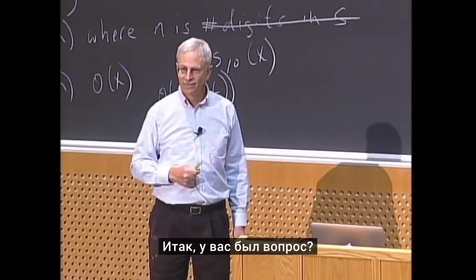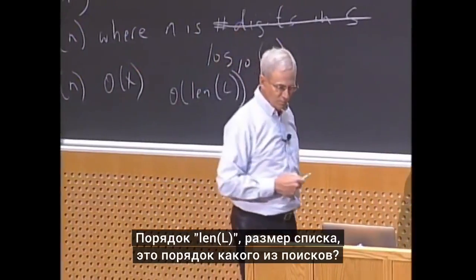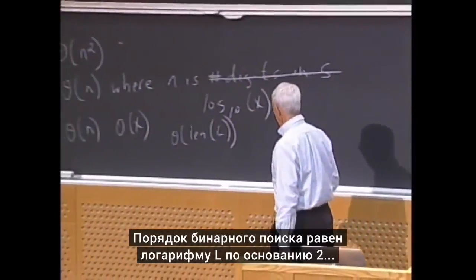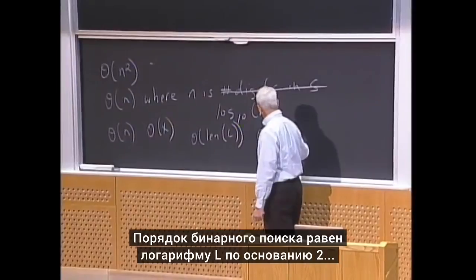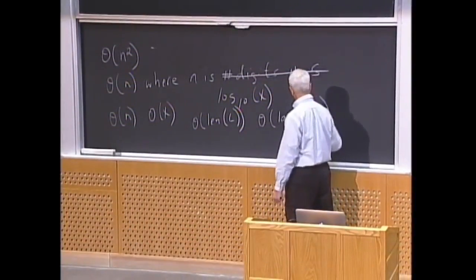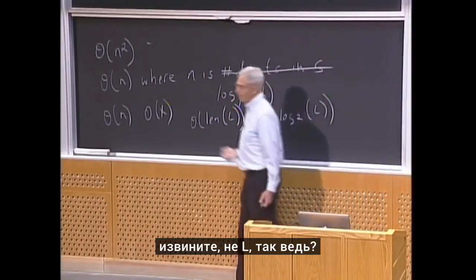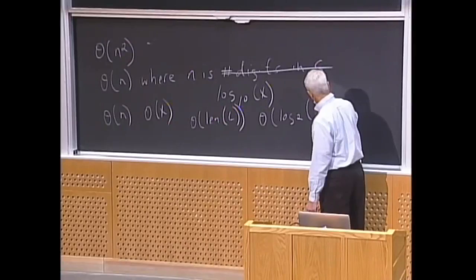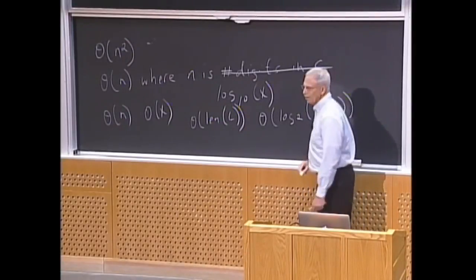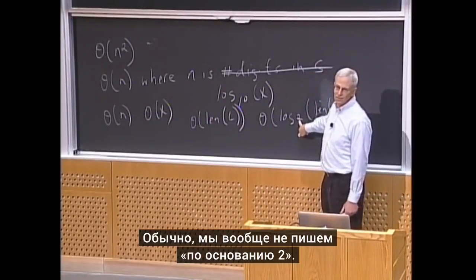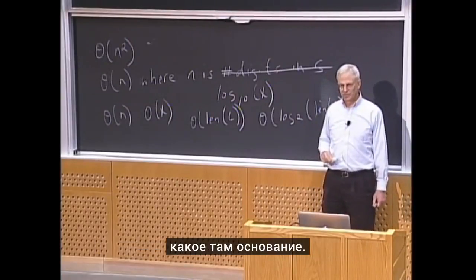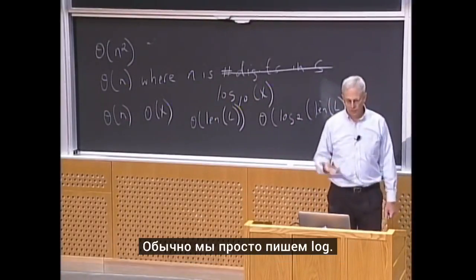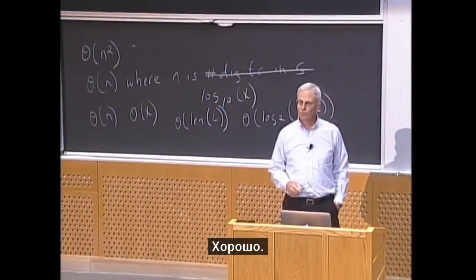Now, do you have a question? Yeah. Just checking. The order length L, the size of the list, is the order of which search algorithm? That's the order of the linear search. Right. The order of the binary search is order log base 2 of L. Sorry, not of L, right? Doesn't make sense to take the log of a list, of the length of the list. Typically, we don't bother writing base 2. If it's logarithmic, it doesn't really very much matter what the base is. You'll still get that very slow growth. Log base 10, log base 2, not that much difference. So we typically just write log. All right, people with me?